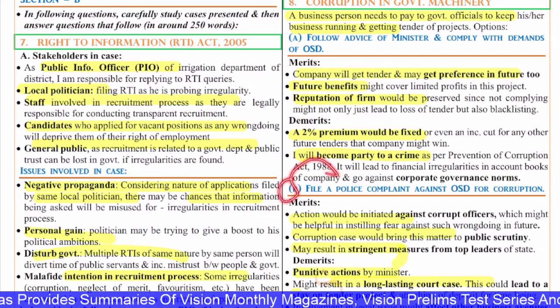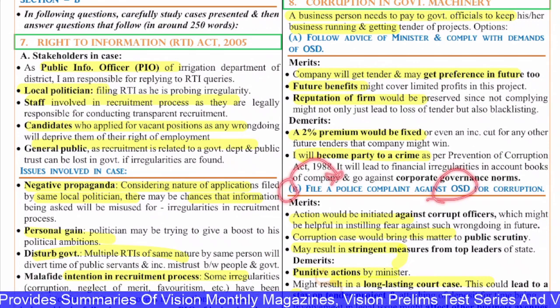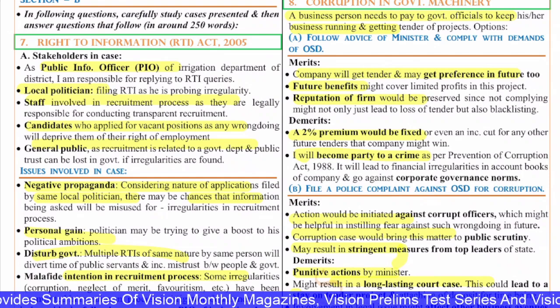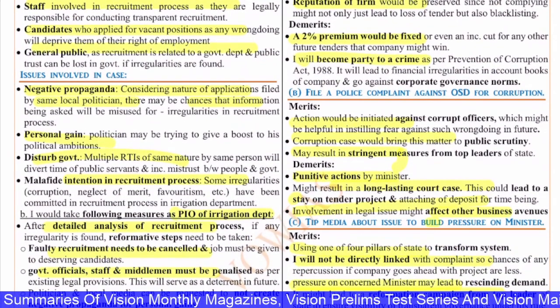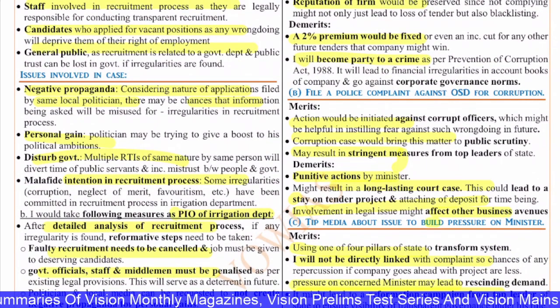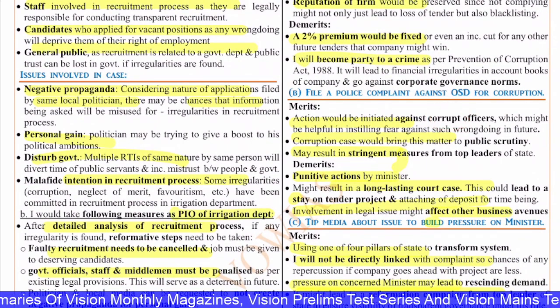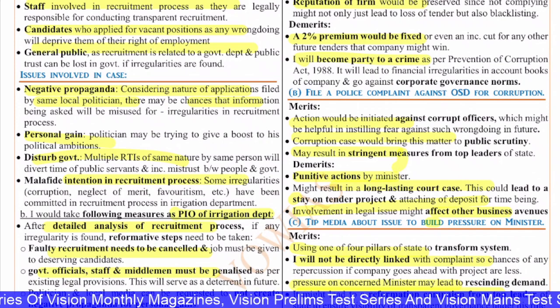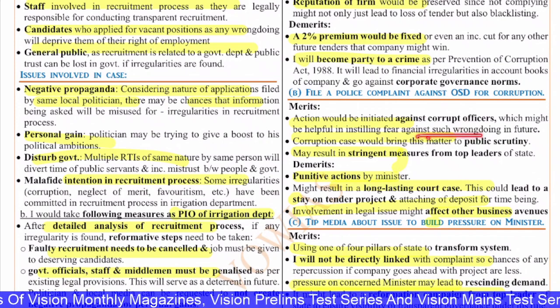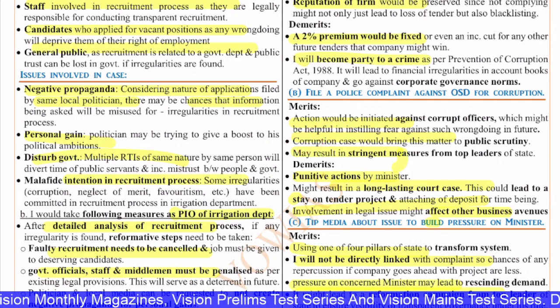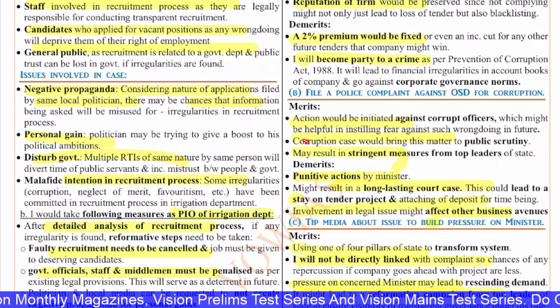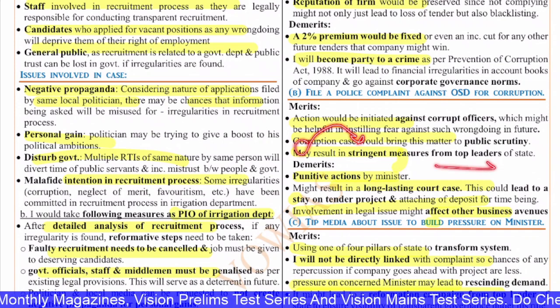Option B is to file a police complaint against the OSD for corruption. What are the merits of filing a police complaint? Action would be initiated against the corrupt officers, which might help instil fear against such wrongdoing in future. The next is that it is a corruption case, and it would bring this matter to public scrutiny. It may result in stringent measures from the top leaders of the state.